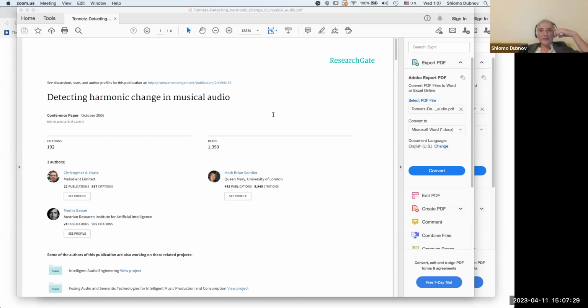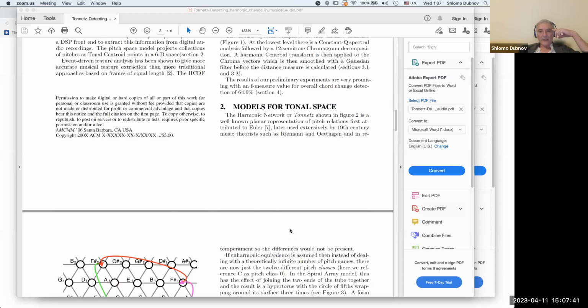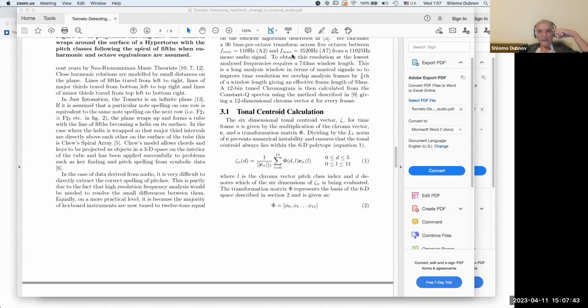Okay, so the question: can you define again what the D, L, and C, N are, and what are the values of R1, R2, and R3? Okay. So I can go back to the slides so we can look in the paper itself.